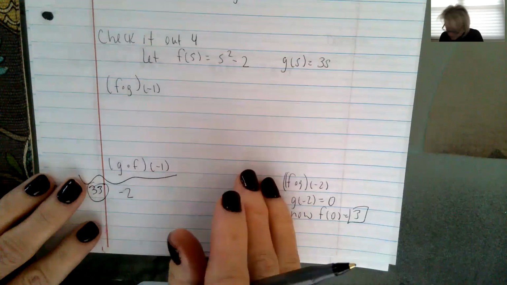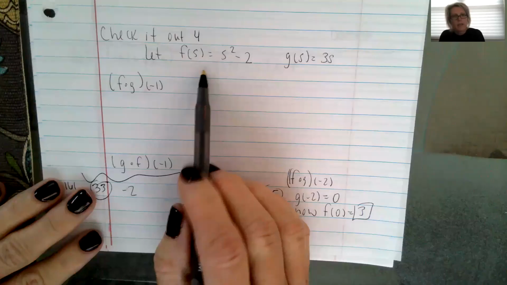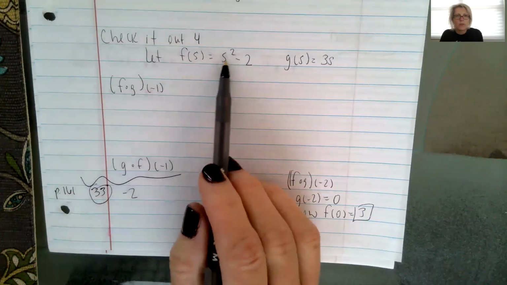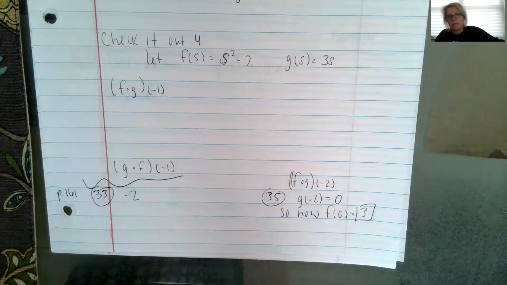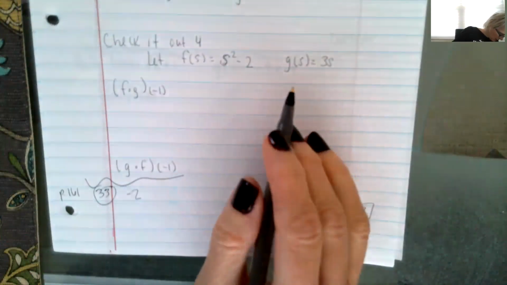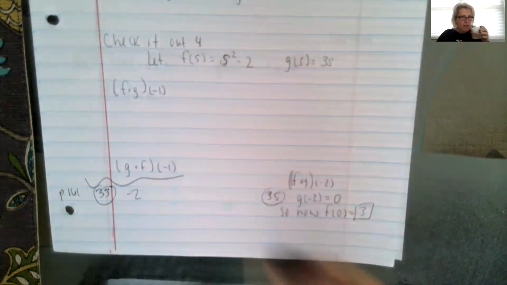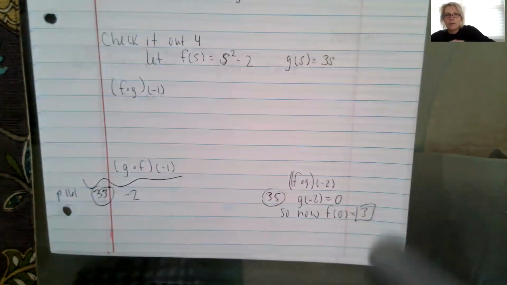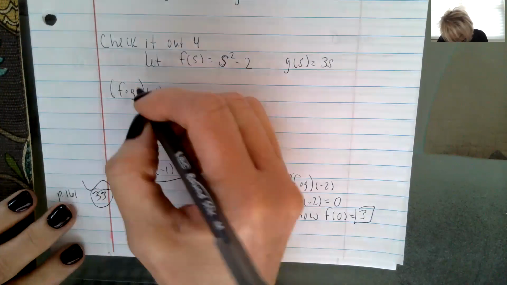So let's look at the check it out number 4. We have two functions here. The f of s function, which is s squared minus 2. And I don't like it when they use the letter s because it looks like a 5. And the g of s function is 3s. And they're asking us to evaluate the composition of f of g at a negative 1.